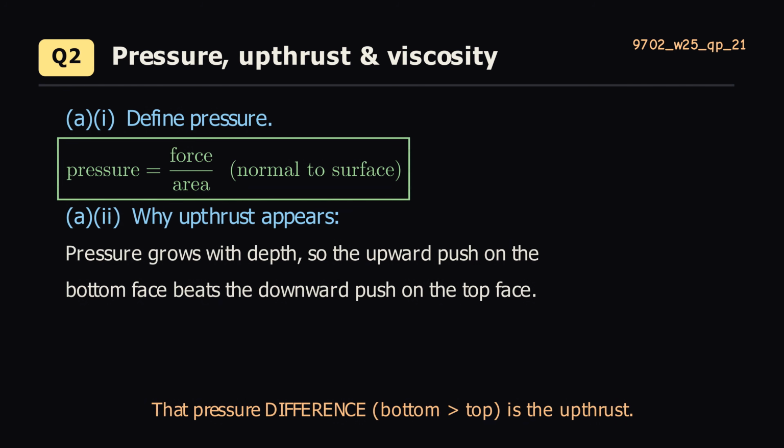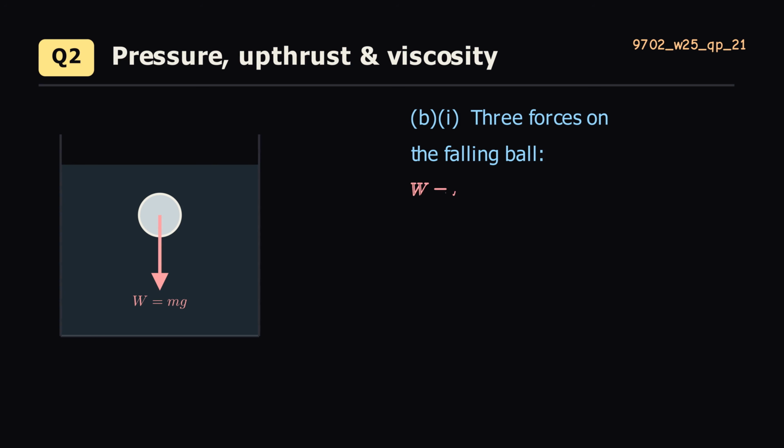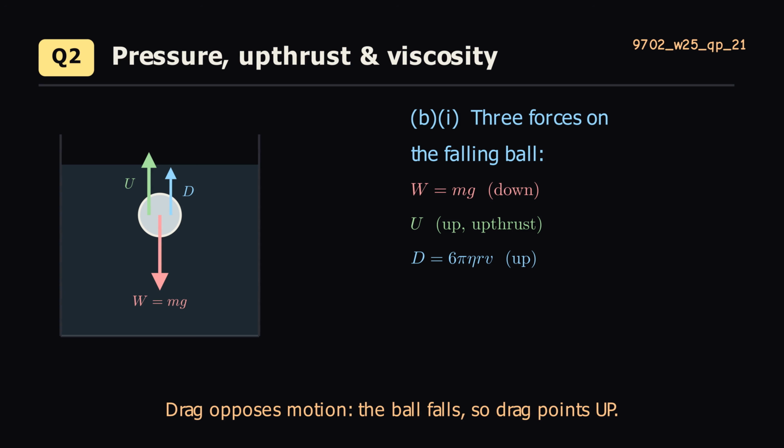Part B. Part 1. Three forces act on the falling ball. Weight W equals mg, acting downward. Upthrust U acts upward. Drag D equals 6 pi eta rv. The ball falls, so drag acts upward. Drag always opposes motion.